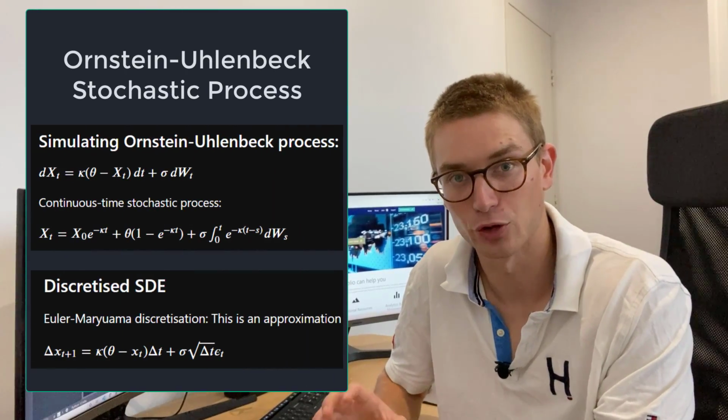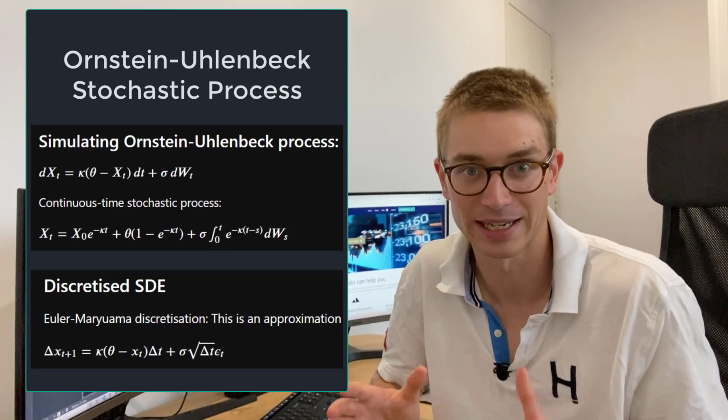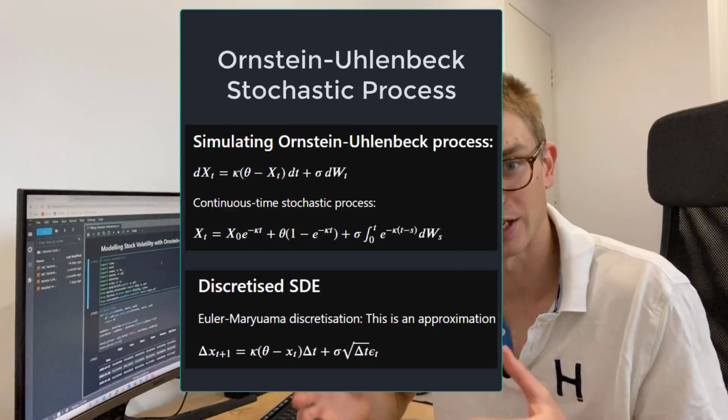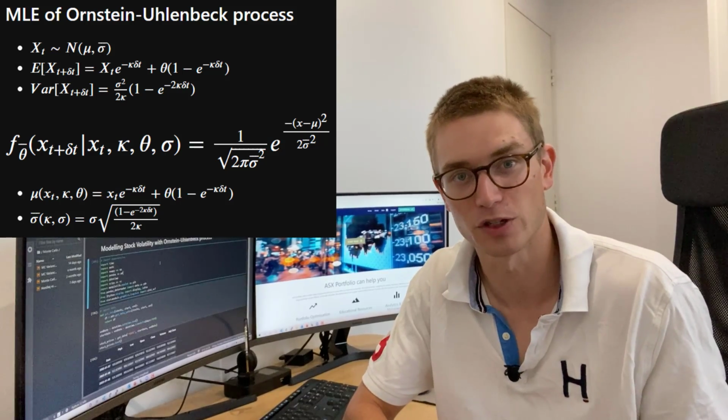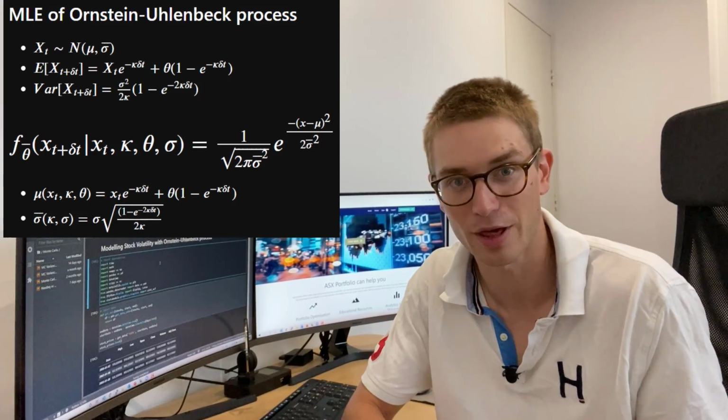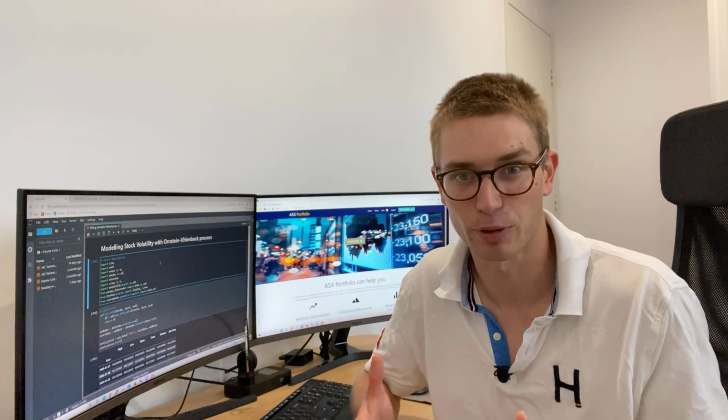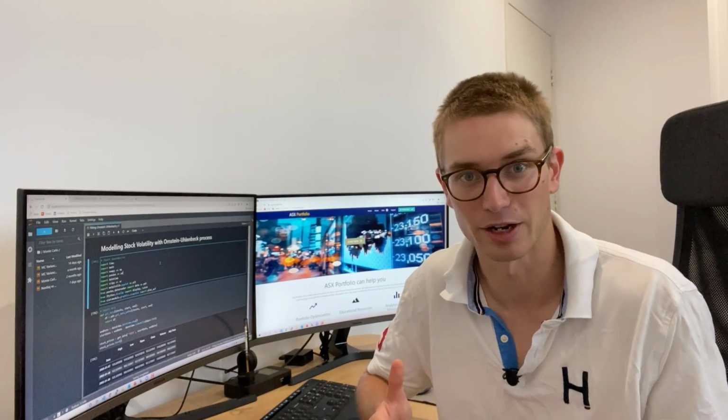In particular, we're going to be talking about how we can fit the Ornstein-Uhlenbeck formula to a specific volatility index. So we're going to characterize the model with its 3 parameters to market data by using the maximum likelihood expectation method. Then we're going to simulate this process in Python using our calibrated parameters.